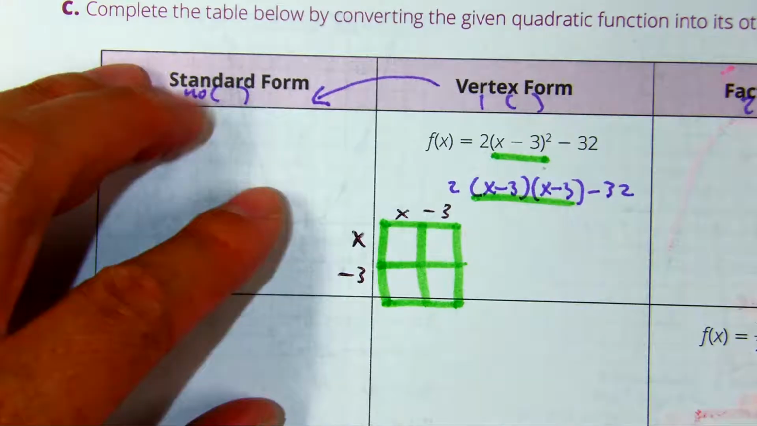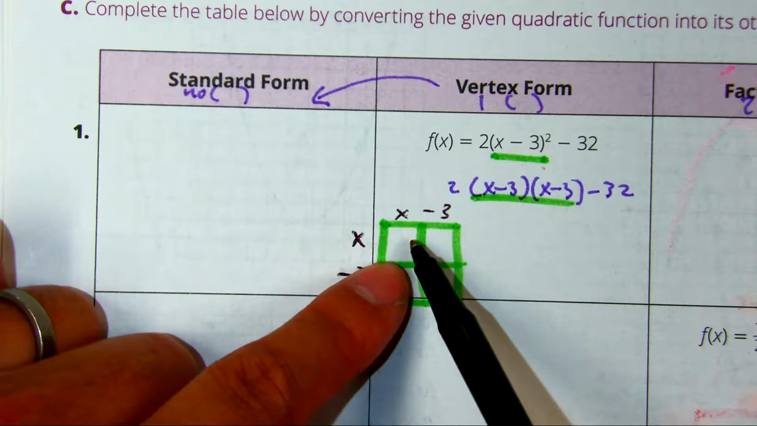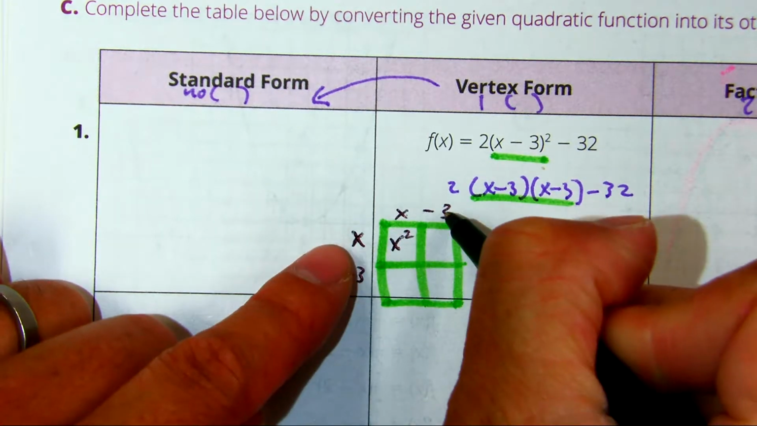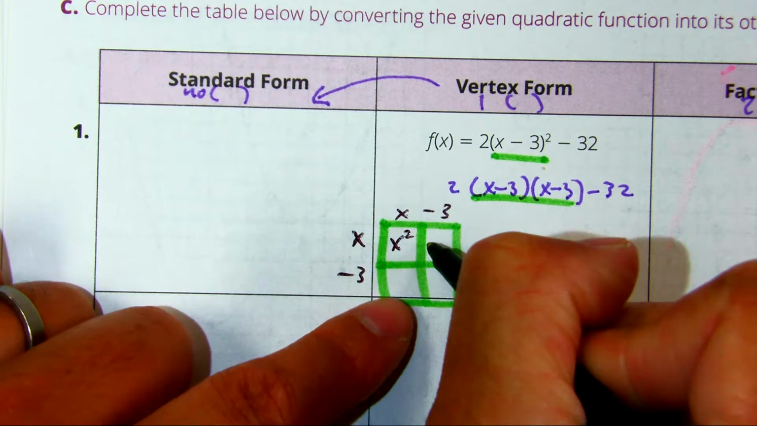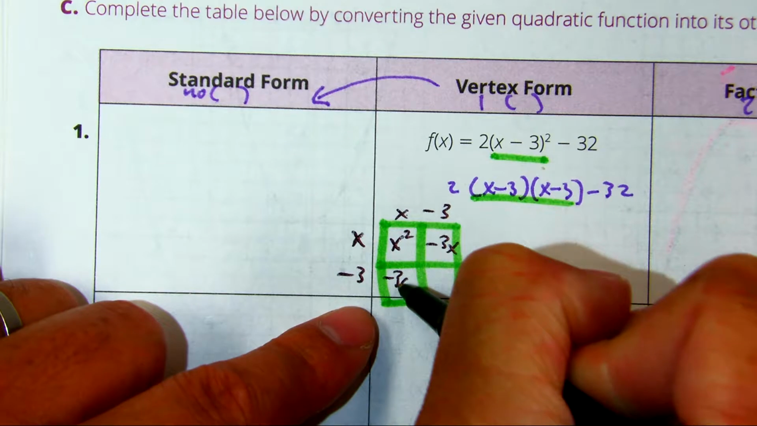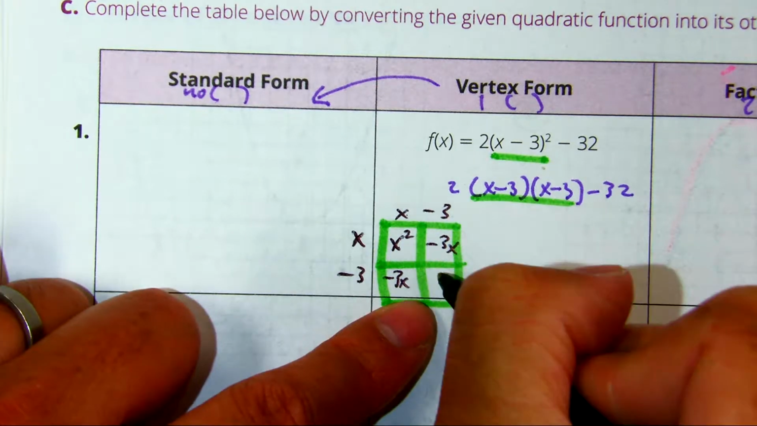Class, help me multiply. Ready, set, go. X squared, we're multiplying. Negative 3x, negative 3x, and positive 9.